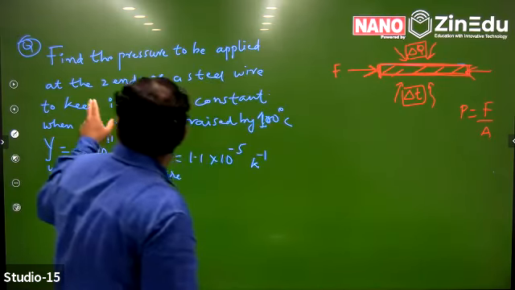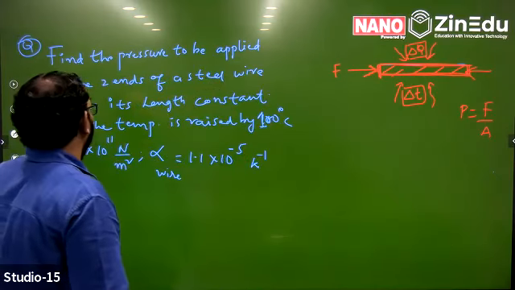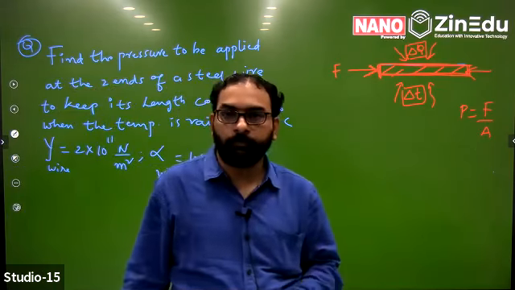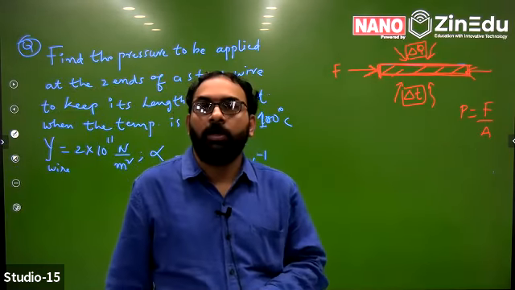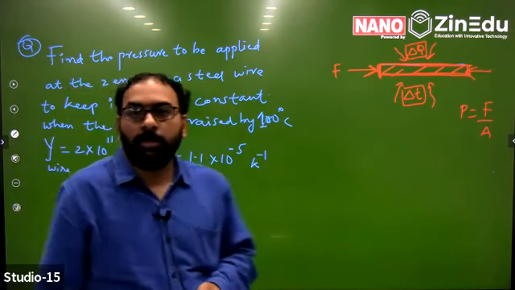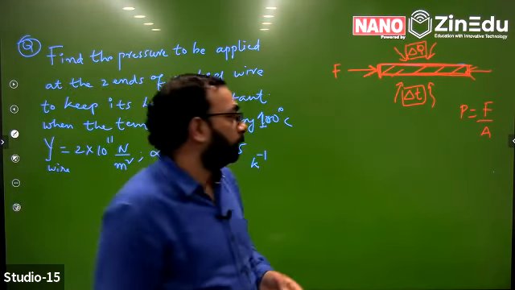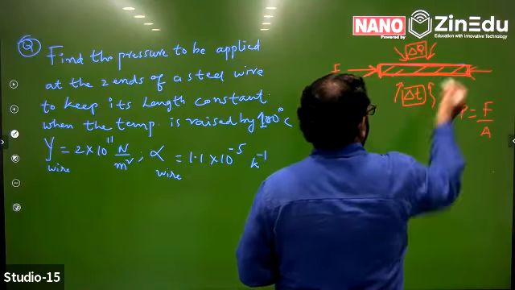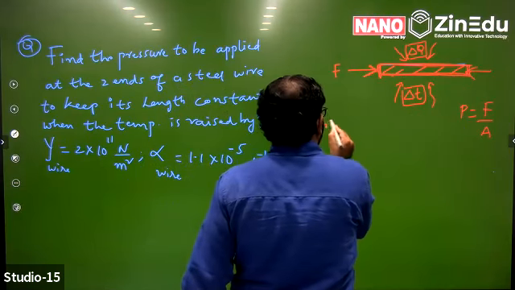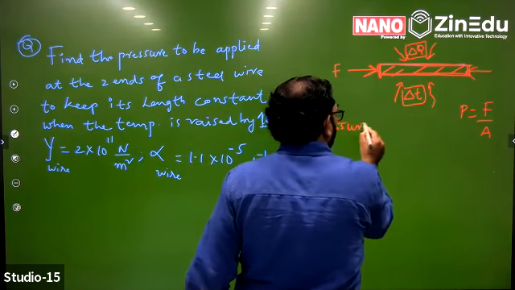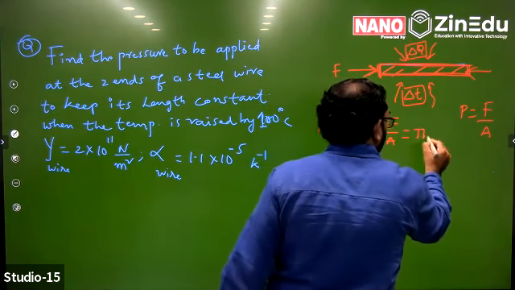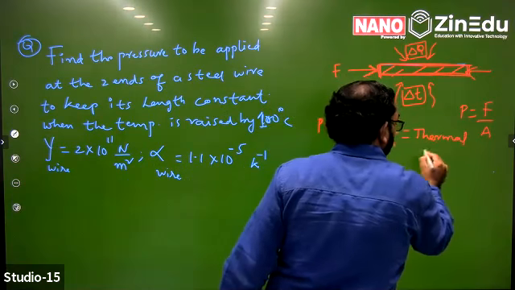So the question is, across the two ends of the steel wire, to keep its length constant, how much pressure you have to apply? That is exactly equal to the thermal stress. The pressure to be applied in this direction to prevent expansion, the pressure required, is force by area, which is called thermal stress.